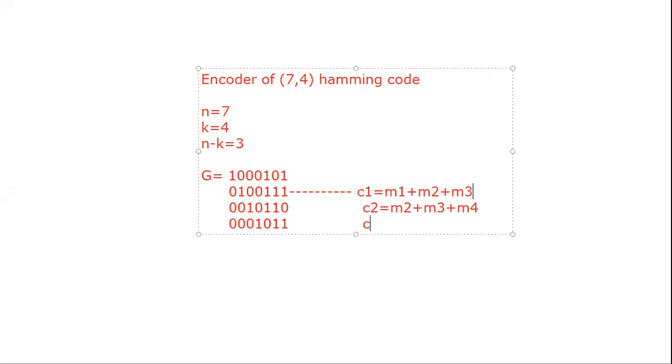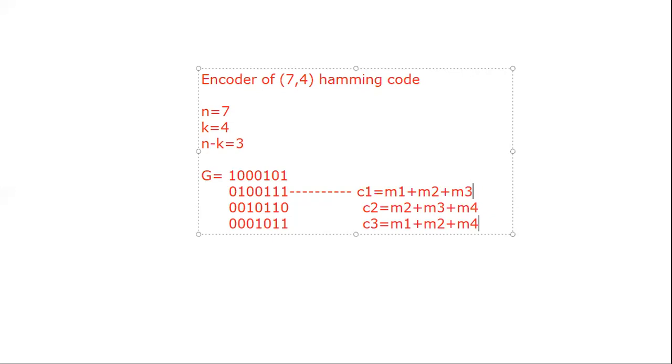Next, I want to write C3. C3 equal to M1 XOR M2 XOR M4. Yes, right. Now finally, 7,4 Hamming code. That is the generator matrix. For that particular generator matrix, the check bits C1, C2, C3 are like that.